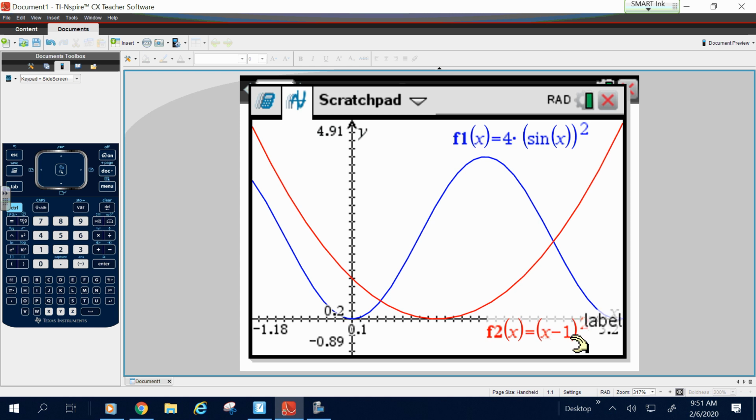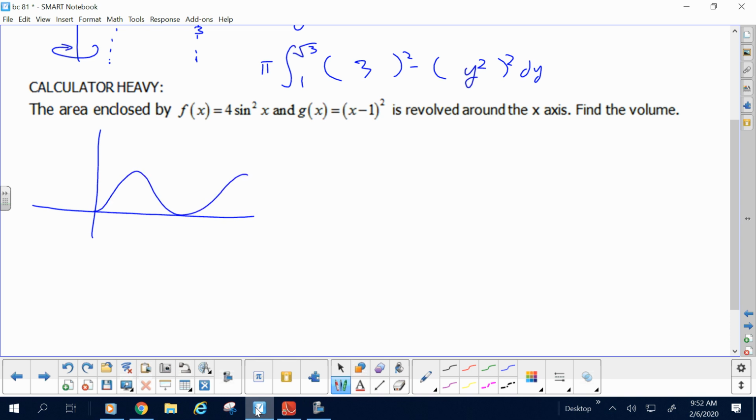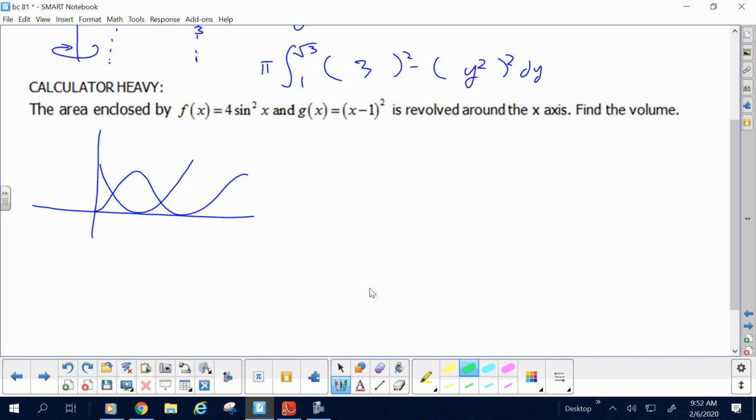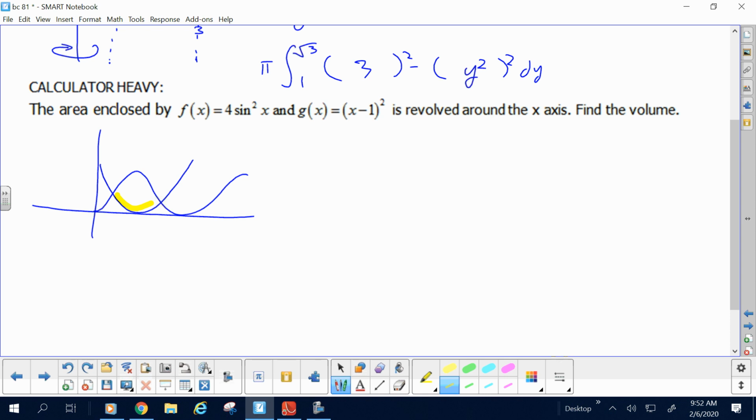Now there's only one region enclosed. So that's good. Give it a sketch on your paper, something like the sine curve and the parabola. We will limit our region to the intersections, the enclosure. So here is the region. The only region enclosed to revolve is that one. We?